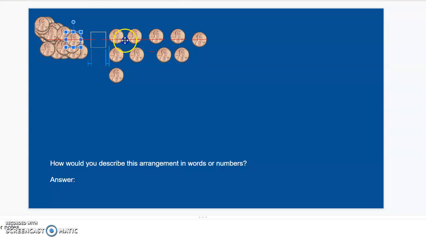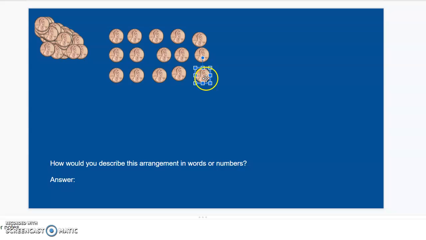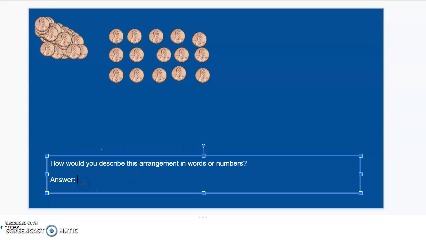So this is my arrangement. And I realize it's a little bit sloppy, but that doesn't matter. Right here, I'm going to use this many pennies. Now I know that there are 15 pennies here, okay? But I have to describe this arrangement in words or numbers. So in the answer column here, how can I describe 15 in words or numbers?